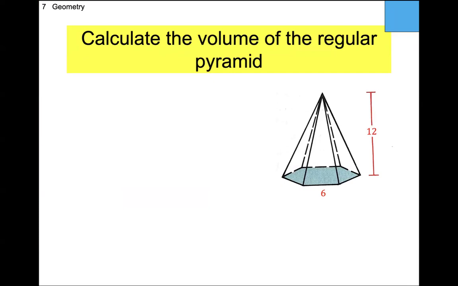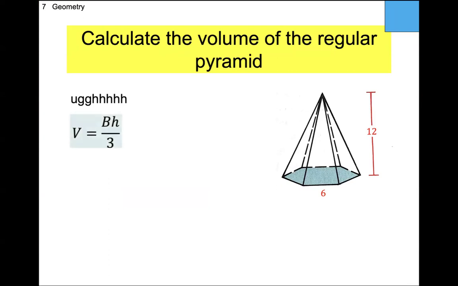Let's see. We have a hexagonal pyramid, a height of 12 and a base length of 6. And it says calculate the volume. We've got a nice easy formula, right? Ugh, because it's not a square. If it was a square, this would be easy. Base area of a square would be 6 squared times 12 divided by 3, and you'd be done.